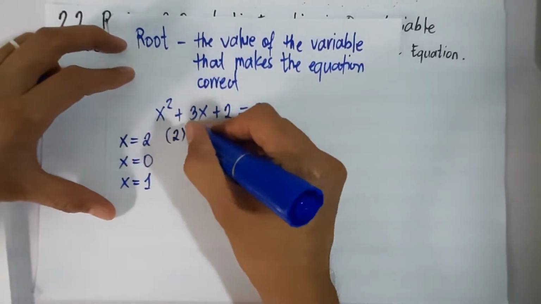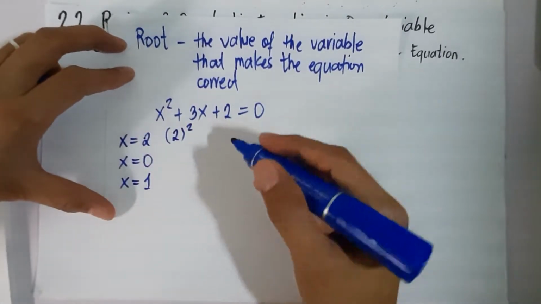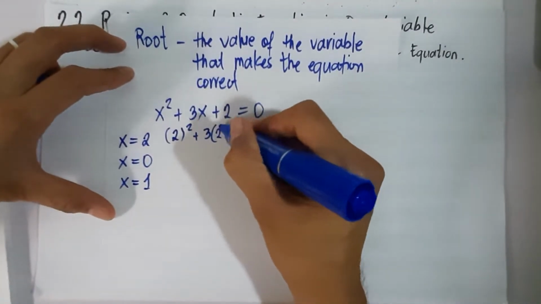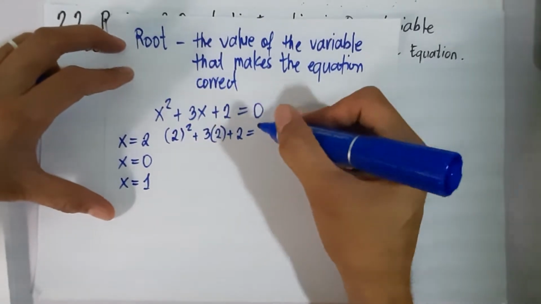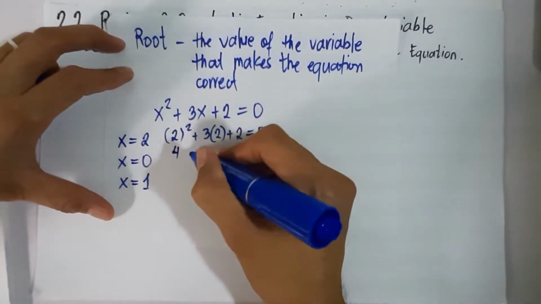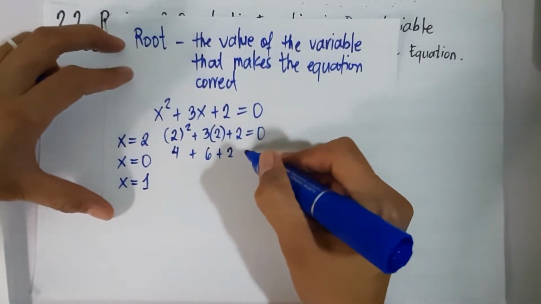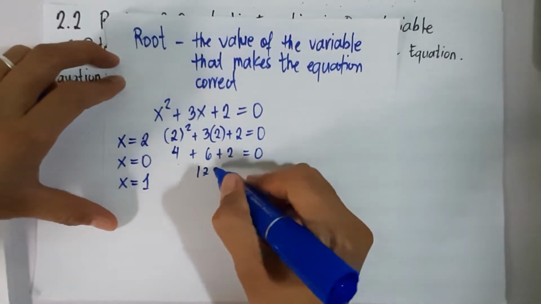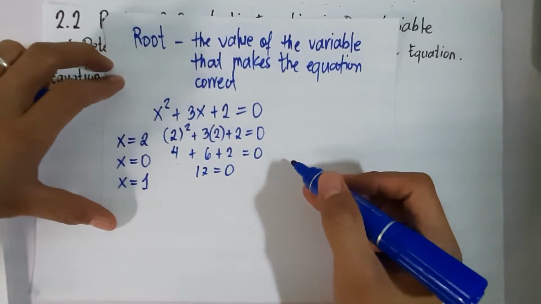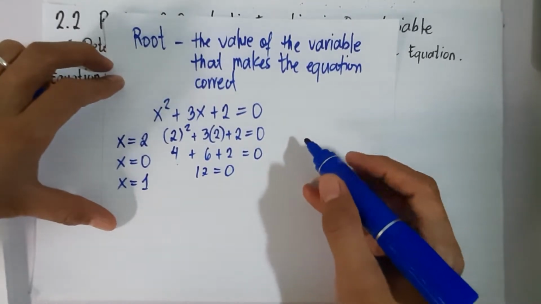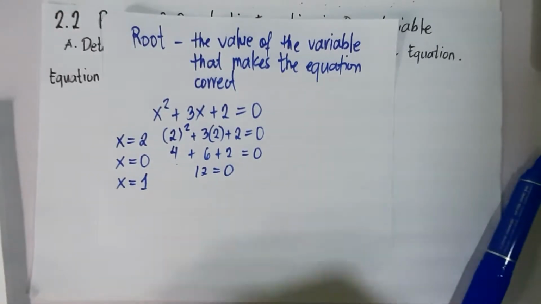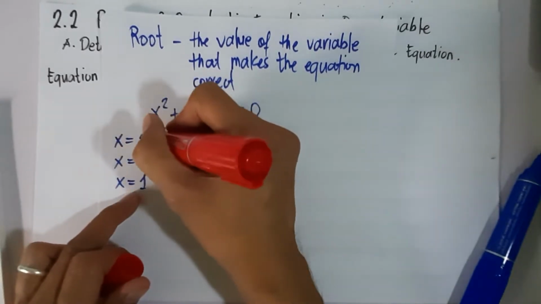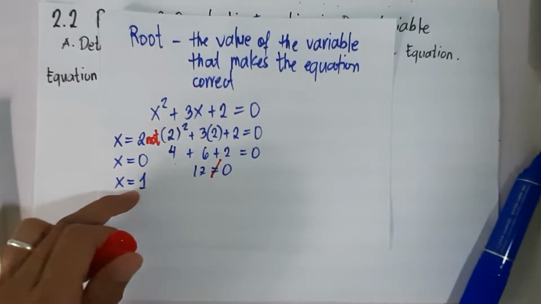So 2 squared. Just substitute x with the value that you think is a root of the quadratic equation. Plus 3 times 2 plus 2 equals 0. So 4 plus 6 plus 2 equals 0. 4 plus 6 is 10, plus 2 is 12, which is equal to 0? Is it a root of the quadratic equation? Since 12 does not equal 0, it is not. So x is equal to 2 is not a root of the quadratic equation.